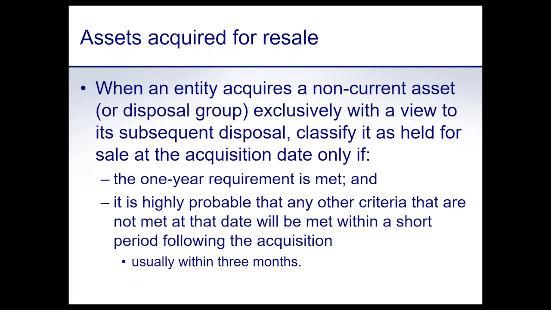And at the same time, it must be highly probable that all the criteria that are not yet met for me to classify this as a non-current asset held for sale, the criteria that we spoke about earlier on, the intention, the authority, the marketing, will be met within a short period of time. Now here there's a bright line that we've been given in the standard, which says, well, we'll give you about 3 months in which to get all your ducks in a row, and for all the various authorities and marketing plans and so forth to be put in place.